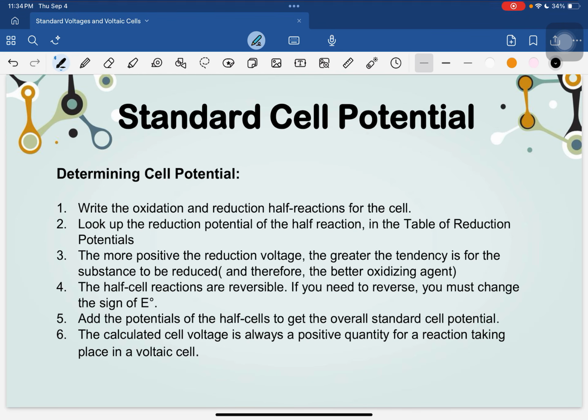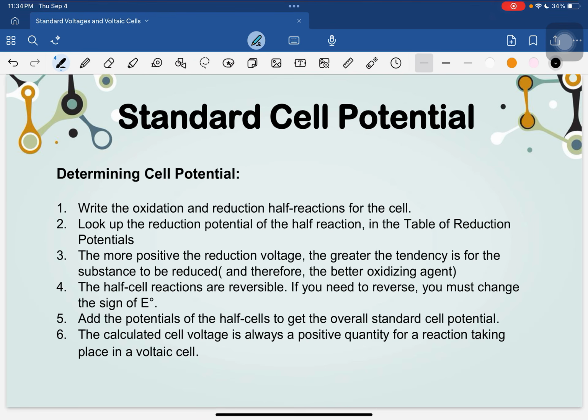So first, write the oxidation and reduction half reactions for the cell. Second will be look up the reduction potential of the half reaction in the table of reduction potentials. Refer to the table that we had on the last slide. The more positive the reduction voltage, the greater the tendency is for the substance to be reduced and therefore the better oxidizing agent. The half cell reactions are reversible. If you need to reverse, you must change the sign of E. And then add the potentials of the half cells to get the overall standard cell potential.